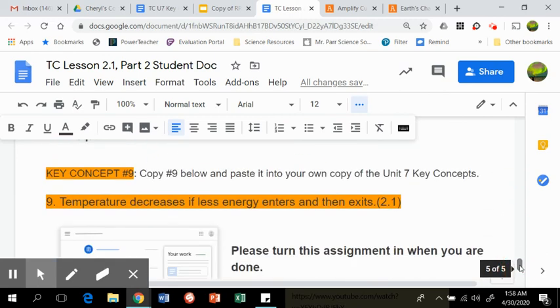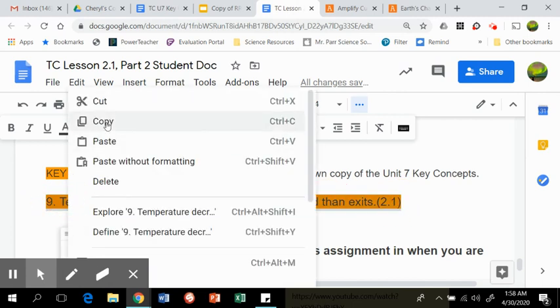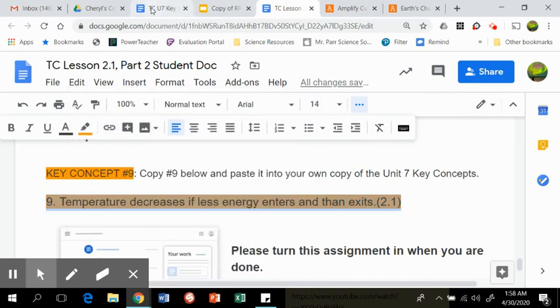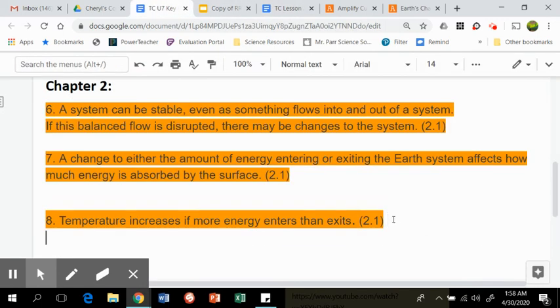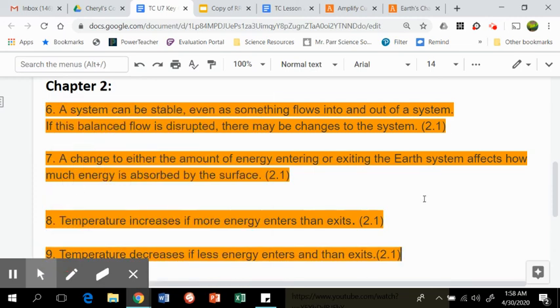So this leads us to key concept number 9. Temperature decreases if less energy enters than exits. So this is a key concept. It's in orange. You're going to copy by right-clicking, copy. You're going to go to the key concepts document, and you're going to paste that on there.